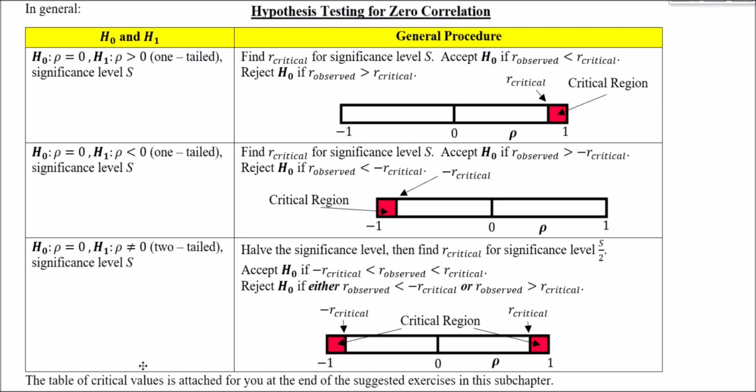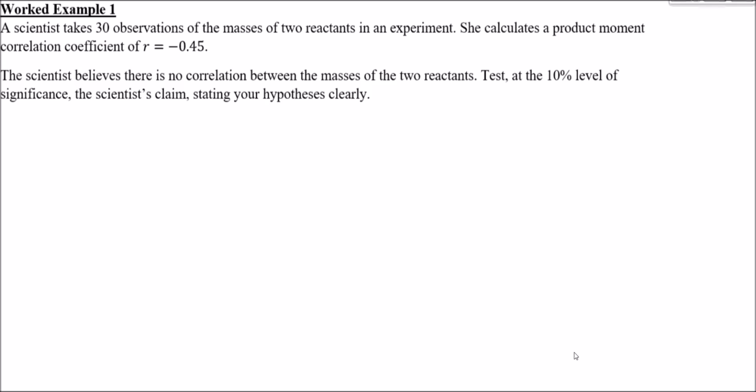So I've also included in your notes a table of critical values attached at the end of the suggested exercises from the book. Let's have a look at a worked example then, just to make it clear.